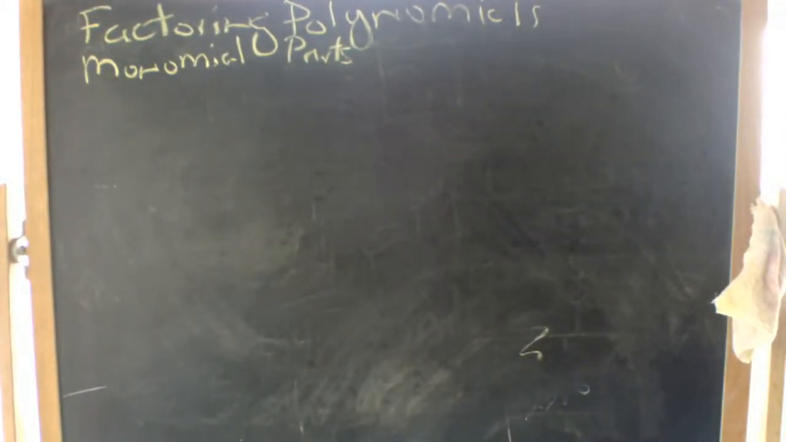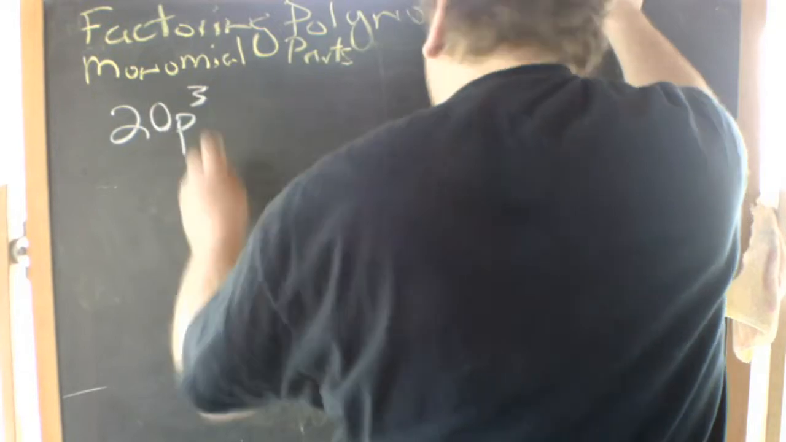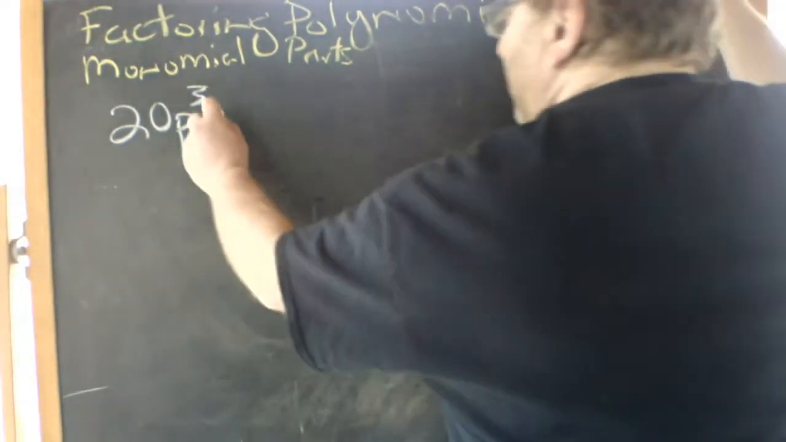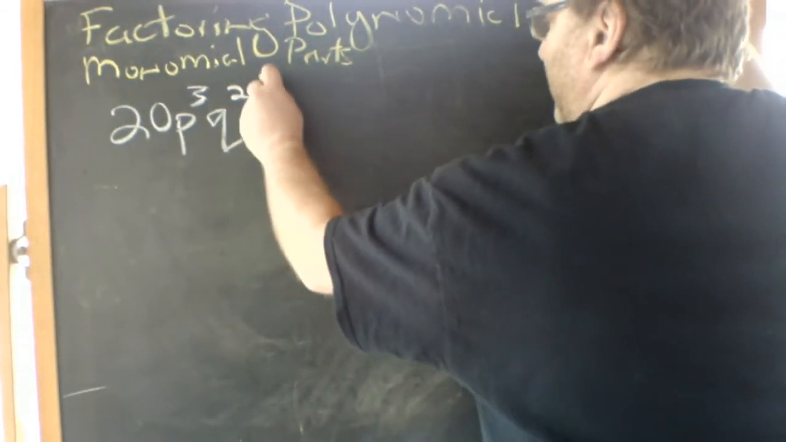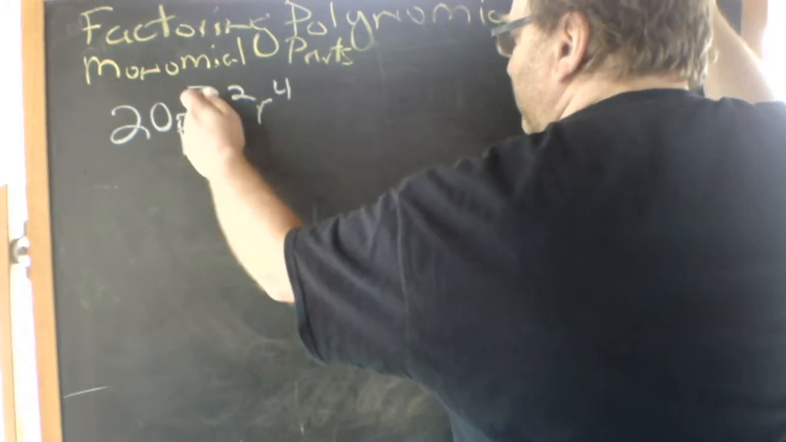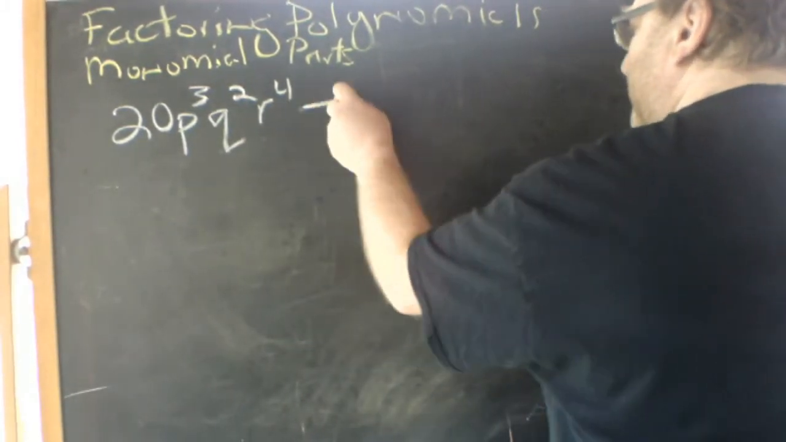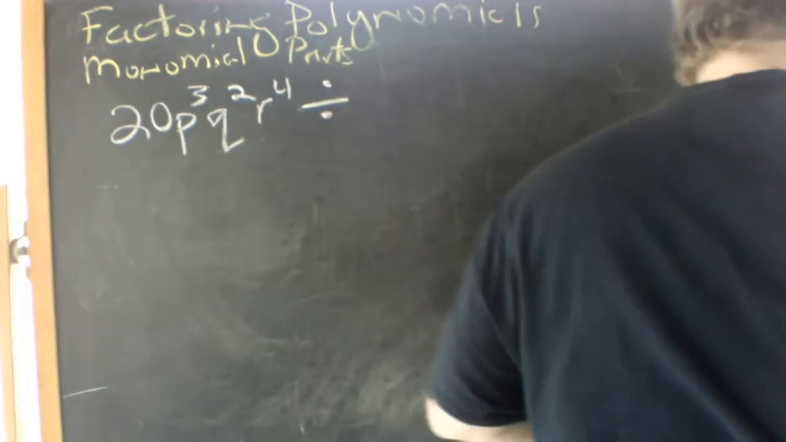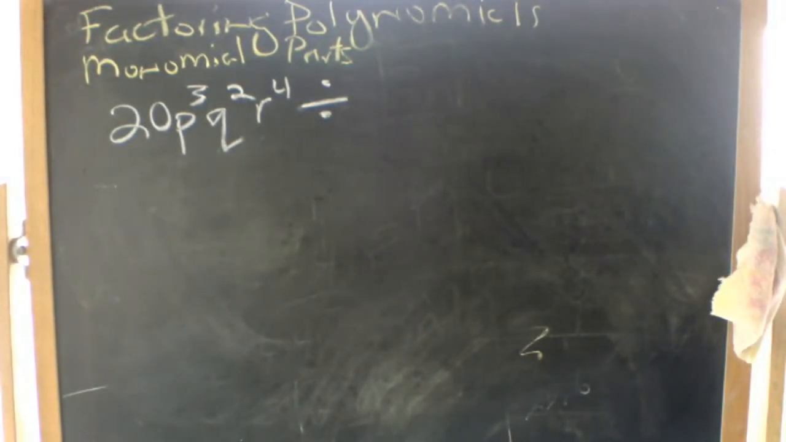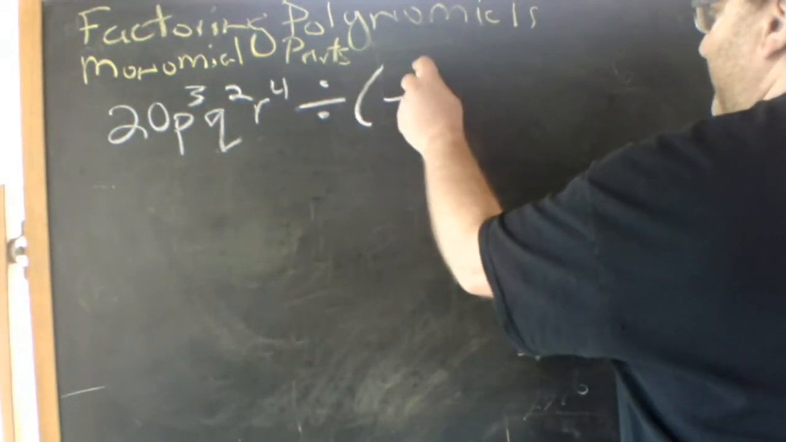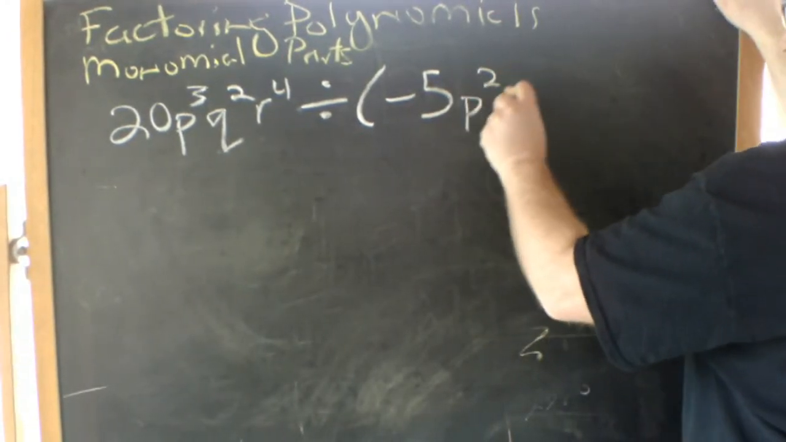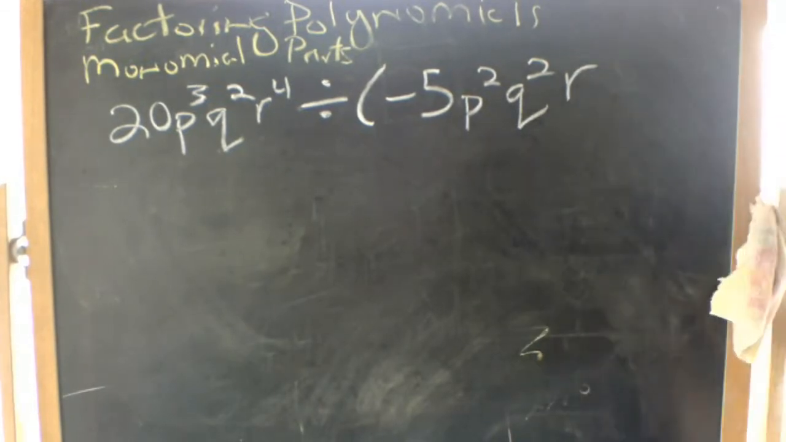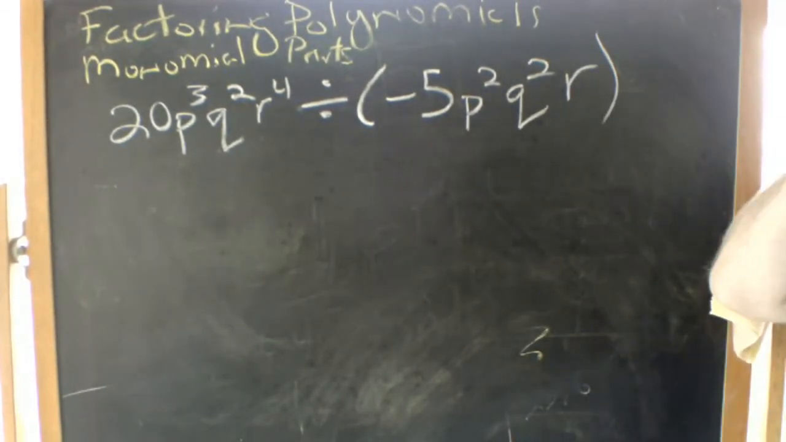Alright, I'm going to write a really ugly division here. Give me a second. So I have done something where I get 20 p cubed q squared r to the fourth. However those variables are coming together for me, that's the expression I'm going to use. And I'm going to divide it by -5 p squared q squared r. It's ugly.